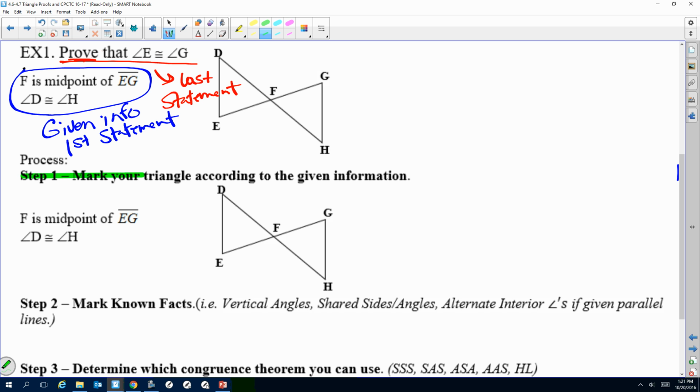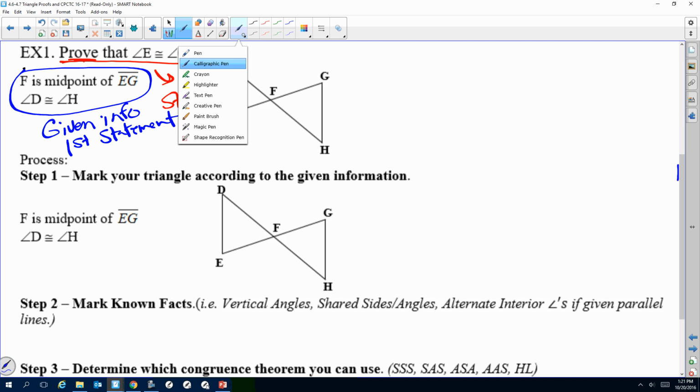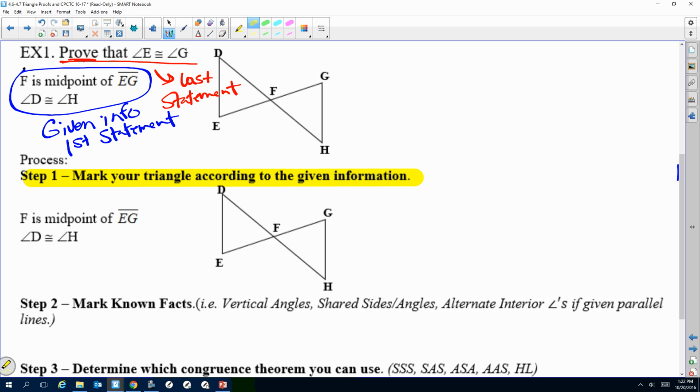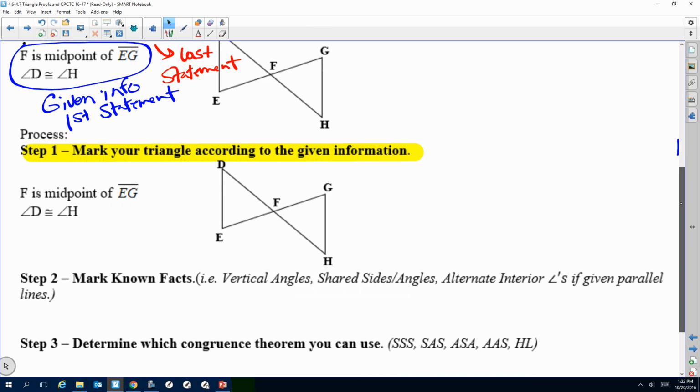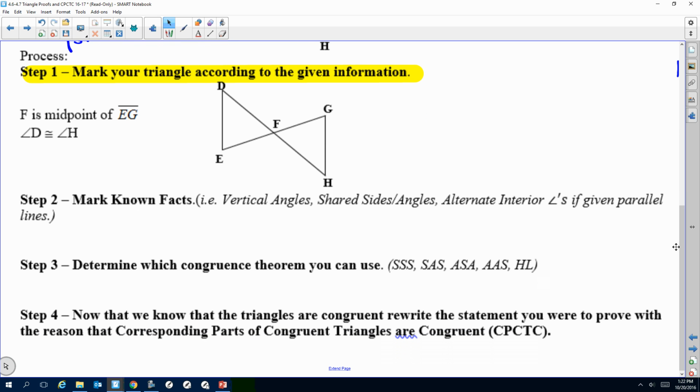Well, that explains how we're going to start this. Step 1 will be to mark the given information. Mark your triangle according to the given information. Our given information was F is the midpoint of EG. How would I show that? Tick marks between EF and FG to show F is the midpoint of segment EG. What else was given was angle D is congruent to angle H. So I need to add the arc for D and the arc for H. Mark your given first.